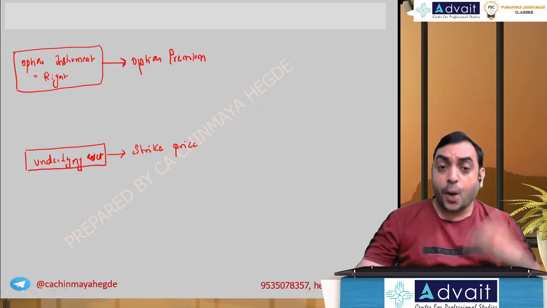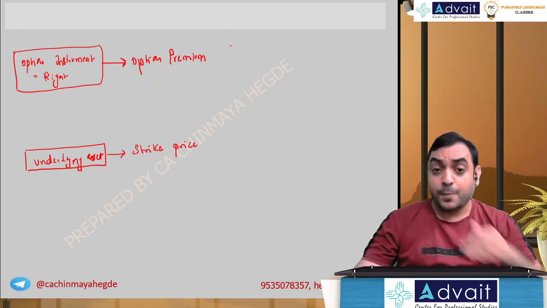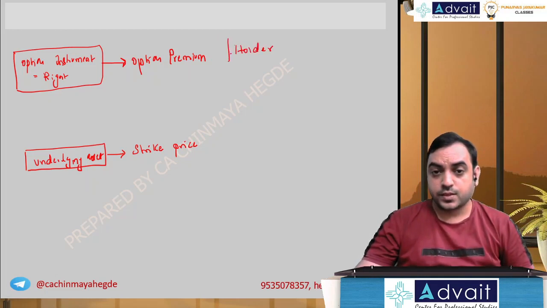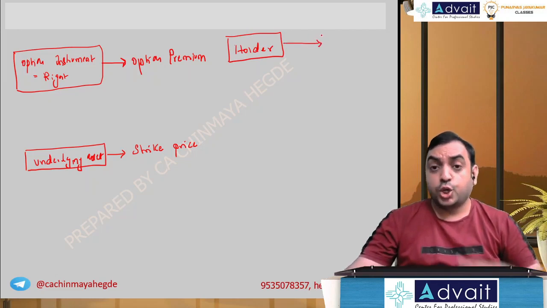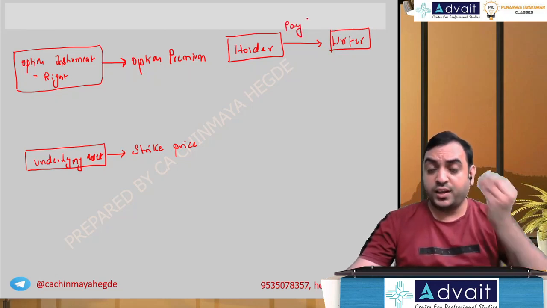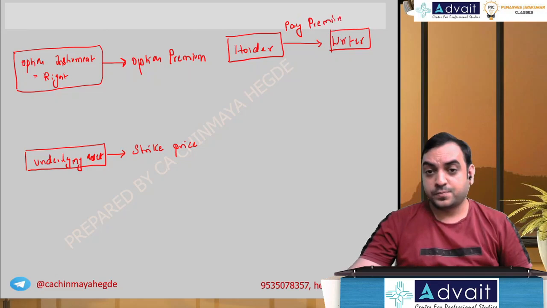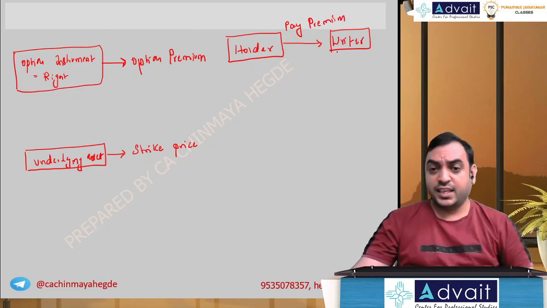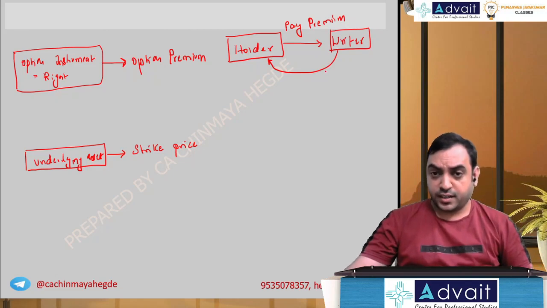Now, the option premium is the amount paid by the buyer. The buyer is called the option holder. The option holder will make a payment to the seller. The seller is called the option writer. So the option holder will pay the premium, just like an insurance policy holder pays a premium, and the writer receives the premium. Basically, he assumes obligation. The writer assumes obligation.